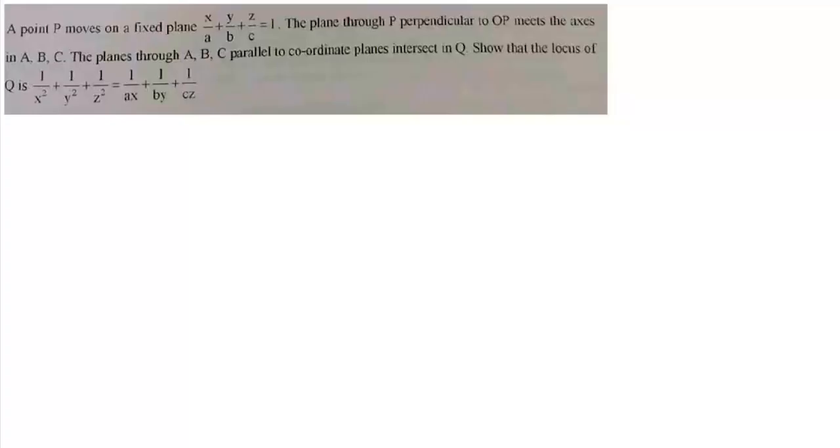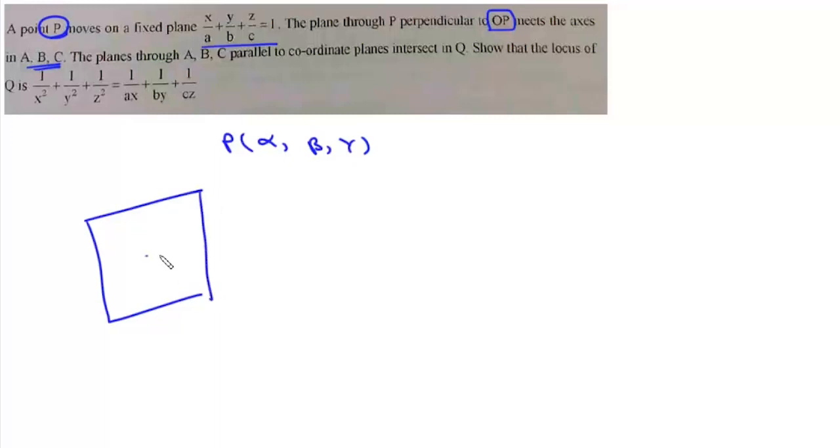Now here the question is: a point P moves in a fixed plane x upon A plus y upon B plus z upon C equals 1. A plane through P perpendicular to OP meets the axes in A, B and C. Now let the coordinates of this point P be alpha, beta and gamma. Now we need to find the equation of this plane which passes through P and whose normal is OP.